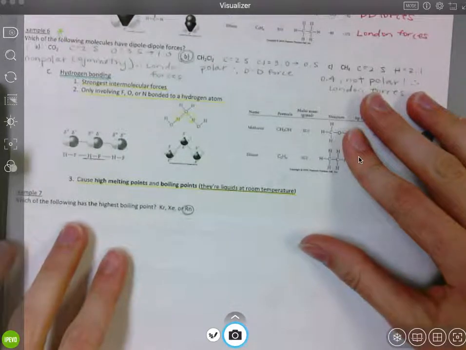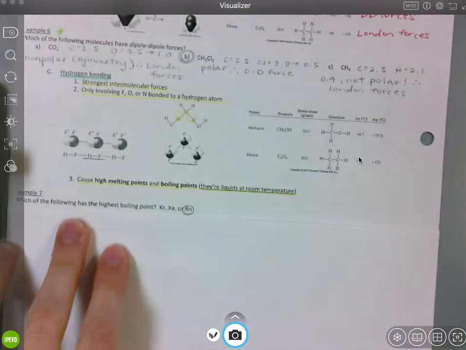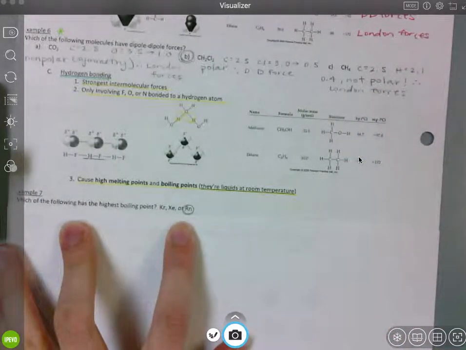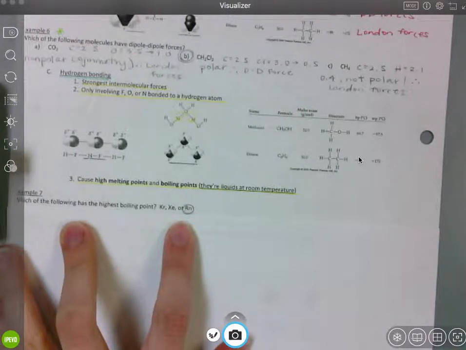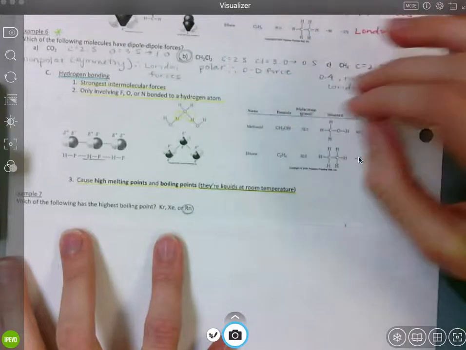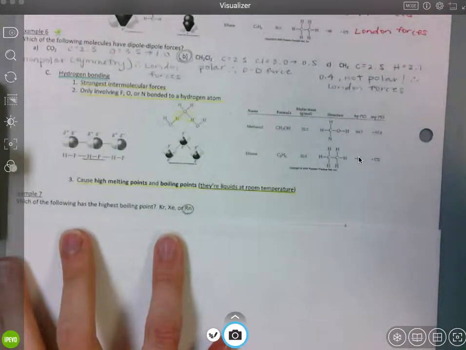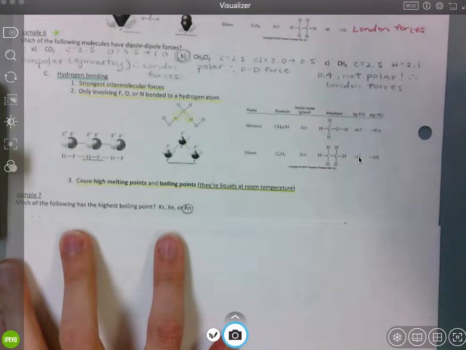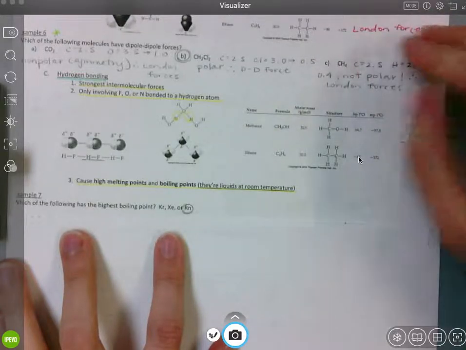All right, let's look at example number 7. Which of the following has the highest boiling point: krypton, xenon, or radon? This is going back to increasing molar mass and our boiling points. That would be radon, because it's lower down on the periodic table. It has a higher molar mass, hence the higher boiling point.